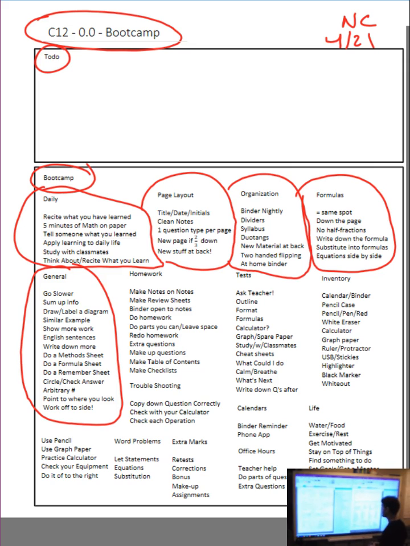Okay, more English sentences. Just write down more. Do a graph. Oh wow, just do a table of values for fun. Do a methods sheet. Make sure you're writing down all of the different types of things that your teacher is telling you to do all in one location. I call it a one-chapter review sheet with all the English sentences and the formulas that you're going to do. Do a formula sheet. Put all the formulas on the methods sheet, or do a new sheet.